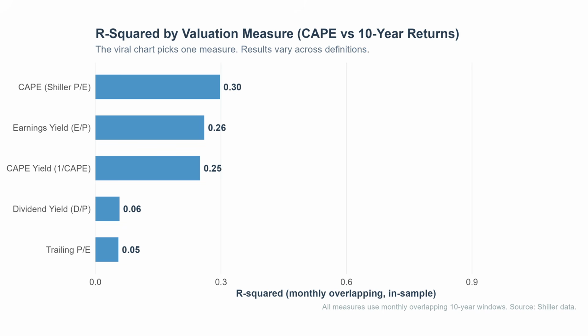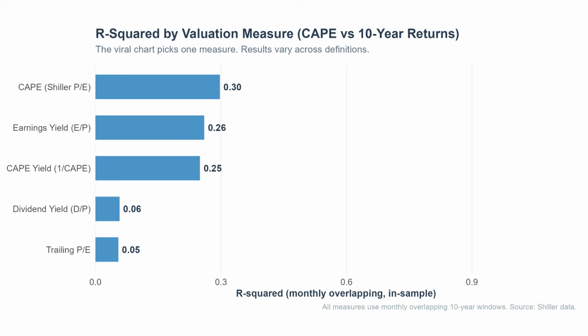So what happens if we move the goalposts? What if we don't use Robert Shiller's Nobel-winning formula? What if we use a different, equally valid valuation metric? The research tackles this directly, and the results vary wildly. As we just established, the CAPE ratio gives you an in-sample R-squared of 0.30 on the overlapping data.